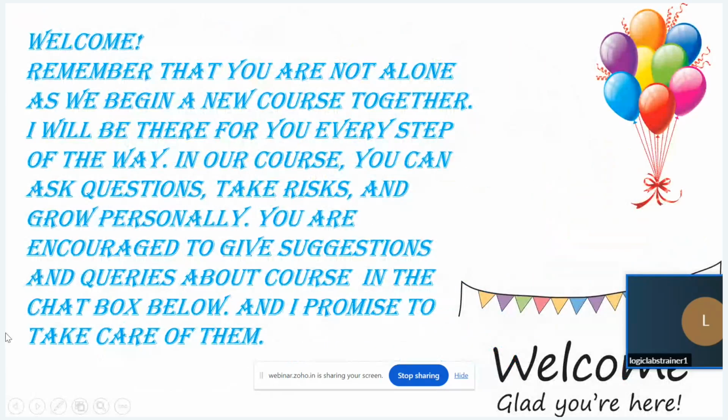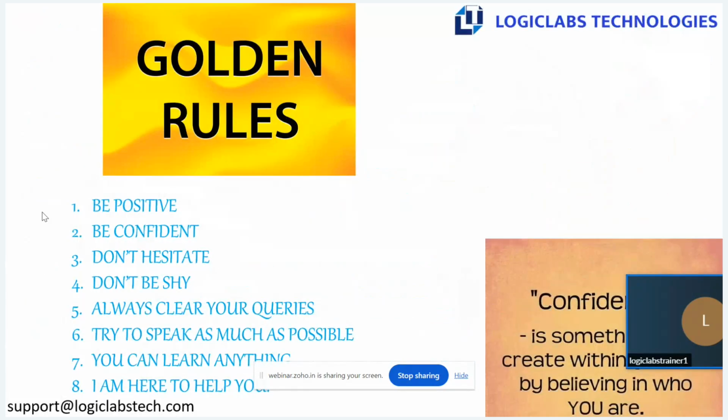Now, before moving to the course, there will be few rules that we all have to follow in our session, guys. Most important thing, guys, that we all are here for learning purpose. Do not hesitate to make a mistake. Do not hesitate to speak if it is necessary. Right. Be positive, be confident. Don't be shy. And as this is related to the communication skills, instead of going with the writing, go with the speaking. Speak as much as possible.